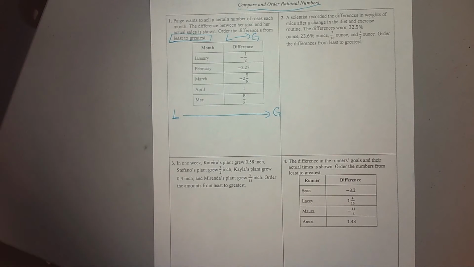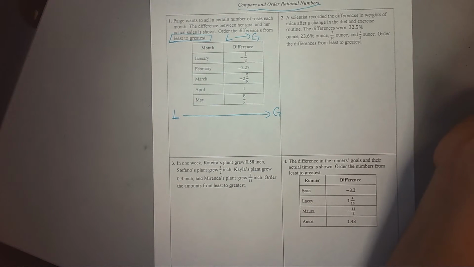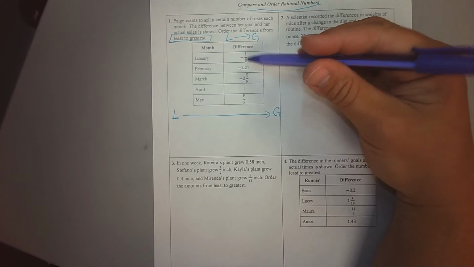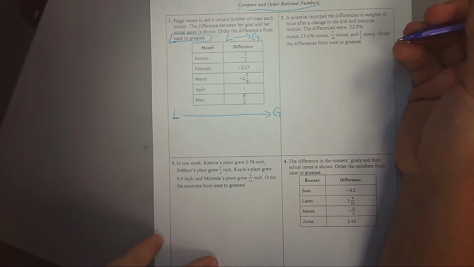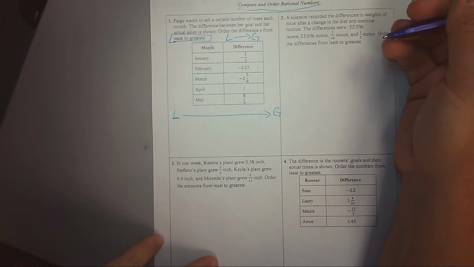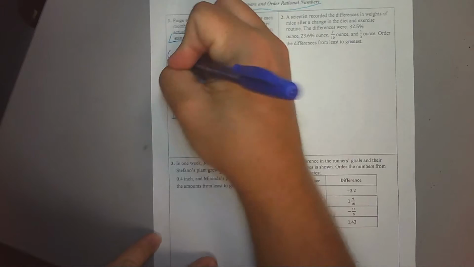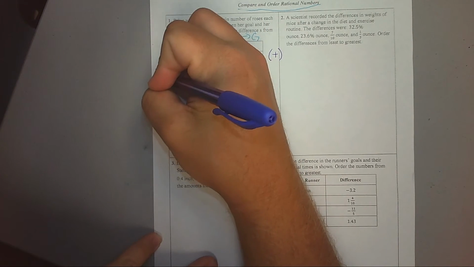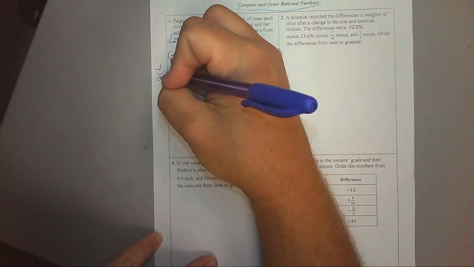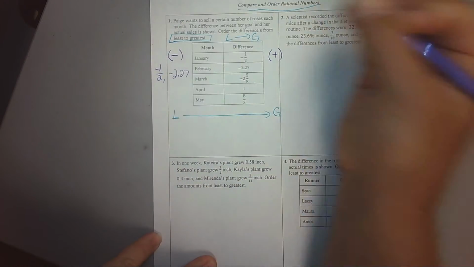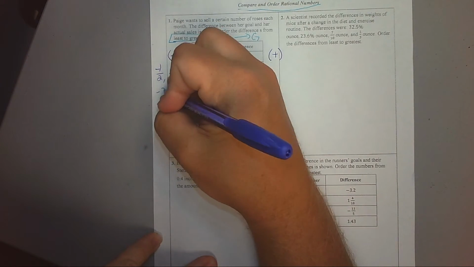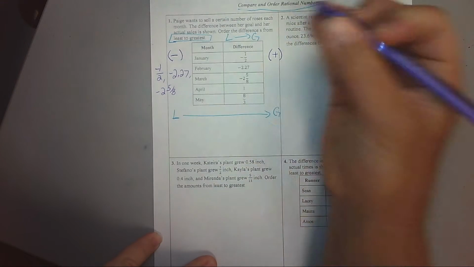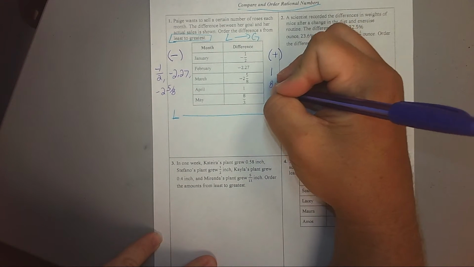Okay, cool, no problem. So now we have these numbers, and we need to put them least to greatest. I like to sort them by negatives and positives first, to get my clumps. So I'm going to put my negatives over here because they're obviously less than my positives. So I have negative 1/2, negative 2.27, negative 2 5/8, 1 8/3.